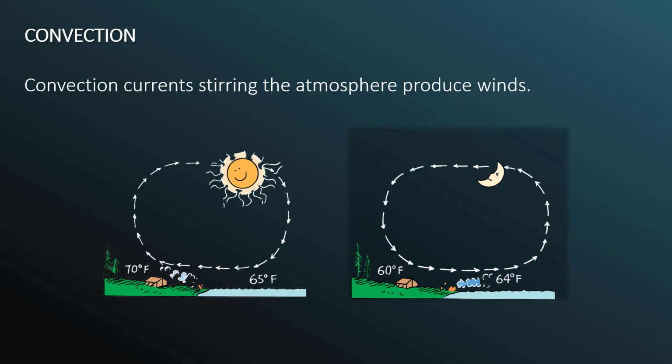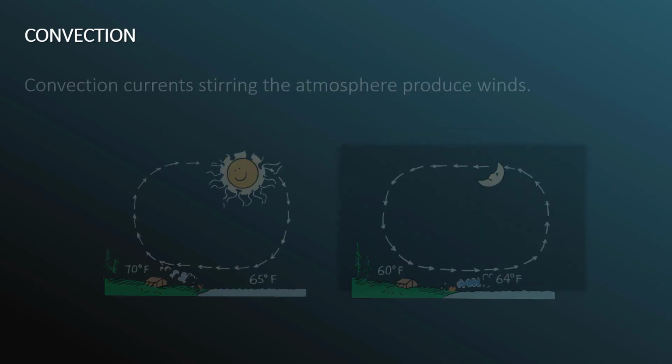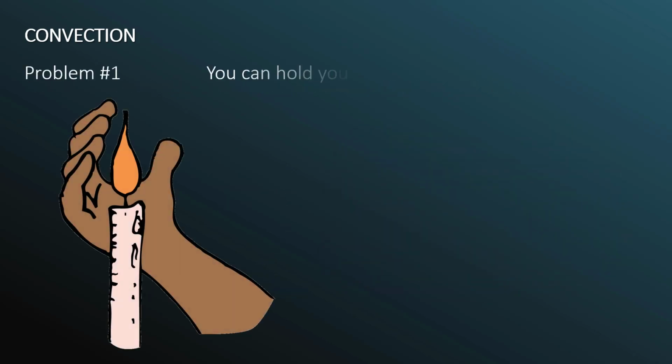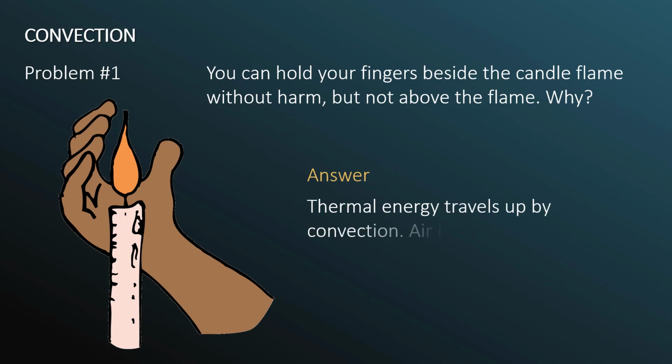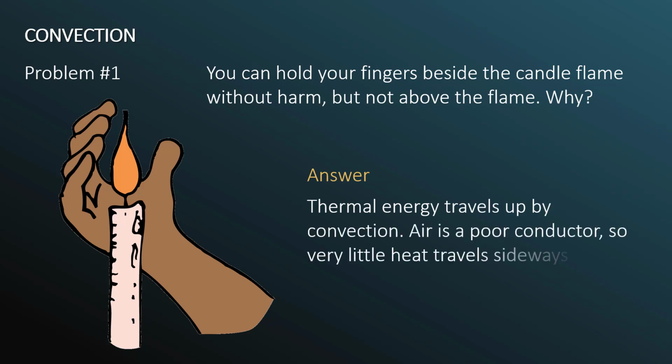This, of course, is a simplification, but I hope the basic idea is conveyed. Another thing to note, which causes the air to fall back down again, is that when air rises, it expands and cools, causing it to fall back down. Problem 1. You can hold your fingers beside the candle flame without harm, but not above the flame. Why is that? Well, the answer is that thermal energy travels up by convection. Air is a poor conductor, so very little heat travels sideways. But what little thermal energy does travel sideways is due mostly to radiation.